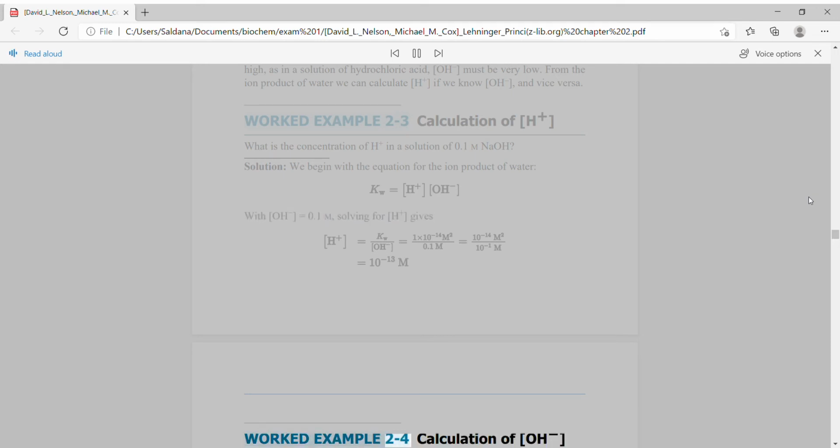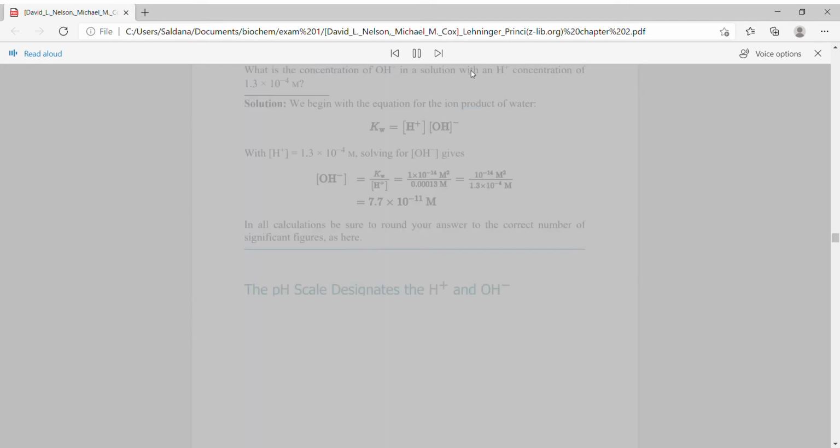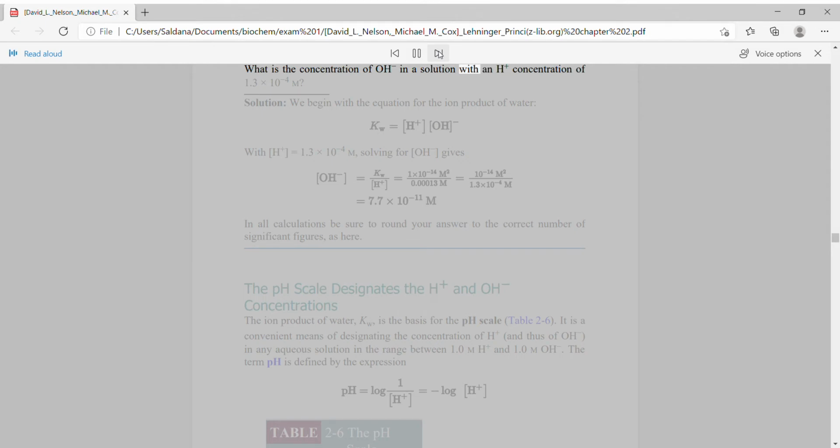Worked example 2-4: calculation of [OH-]. What is the concentration of OH- in a solution with an H+ concentration of 1.3 × 10^-4 M? Solution: we begin with the equation for the ion product of water. With [H+] equals 1.3 × 10^-4 M, solving for [OH-] gives: In all calculations be sure to round your answer to the correct number of significant figures, as here.